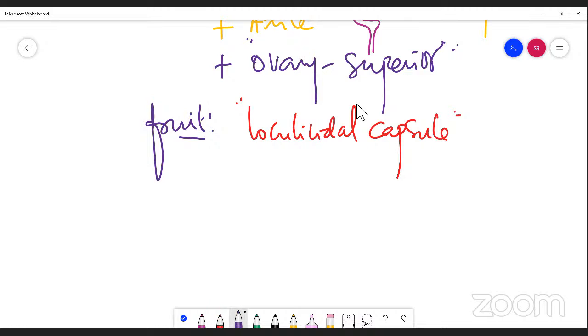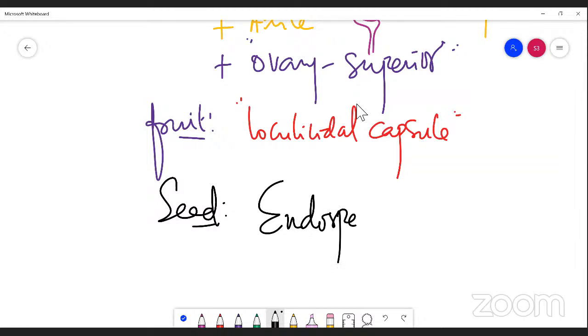And talking about seed, the seed is an endospermous seed. That means the seed possesses endosperm. Hence, it is known as the endospermous seed or albuminous seed. It is also known as the albuminous seeds, right?